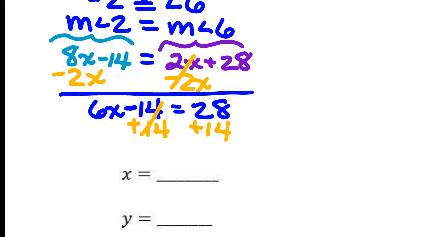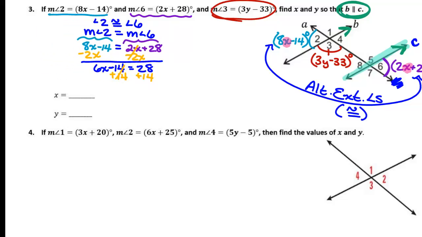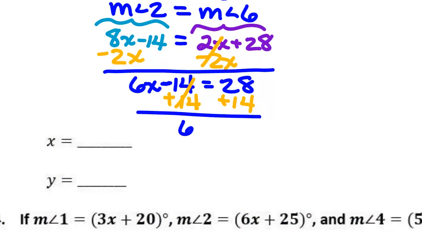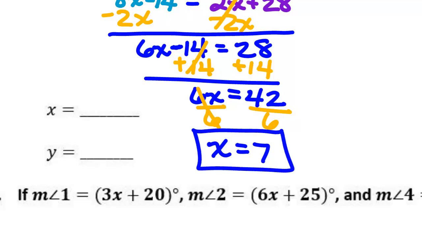I'm going to have to scoot all my work over because I'm going to run into that line. What is 28 plus 14? 42. Then we take both sides and we divide both sides by 6. What is 42 divided by 6? 7. So x is 7.